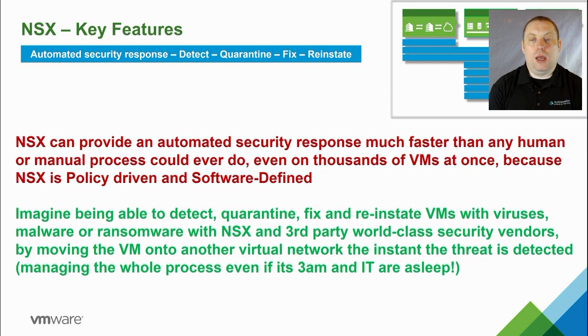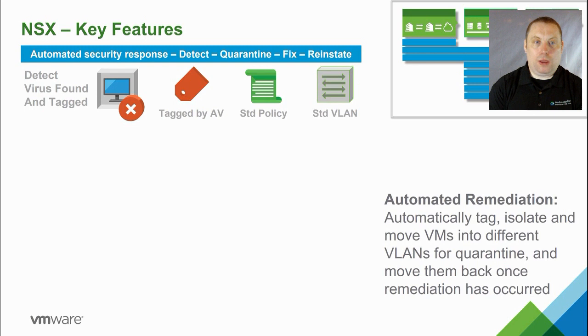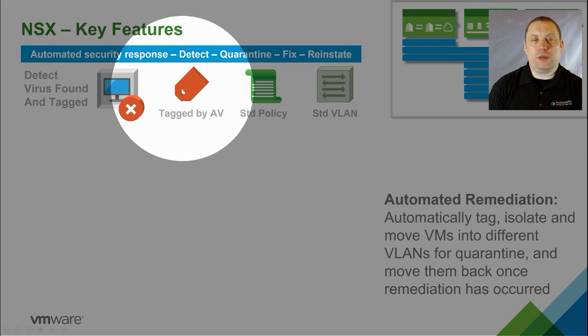So I'm going to give you an example of a virus or a piece of malware that attacks a virtual machine. And I'm going to talk about the integration with antivirus and how the integration with the antivirus product in NSX can start to take these machines off the network. So we have an example here where I have a virtual machine there that's got a virus, and the antivirus product will attach something to that virtual machine called a tag. And that tag says, this machine has a virus.